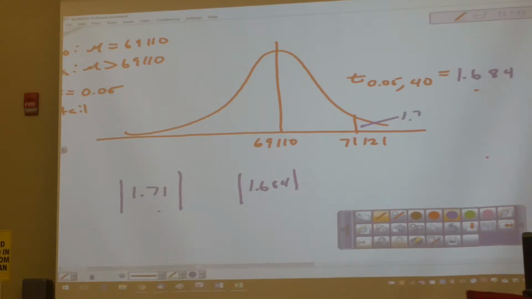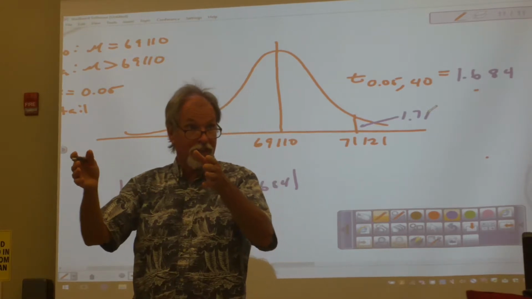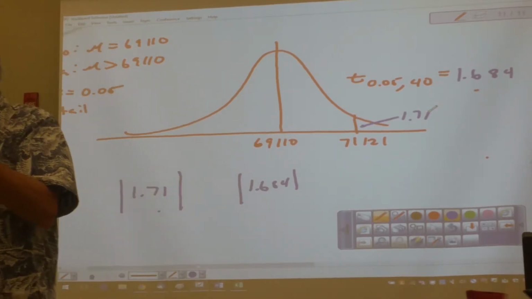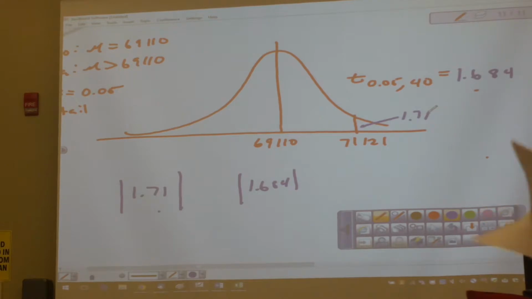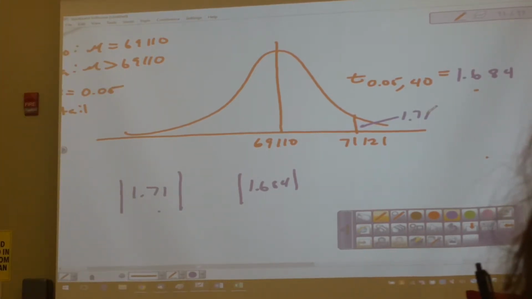My calculated test statistic is 1.71. Where does it live? Does it live in the meat of the table or in the tail? It lives in the tail. If it lives in the tail, I'm going to reject the null hypothesis. So I'm going to reject that the means are the same, that the mean of this California sample is the same. Therefore, I'm going to accept that California nurses get paid more on average than the rest of the nation.